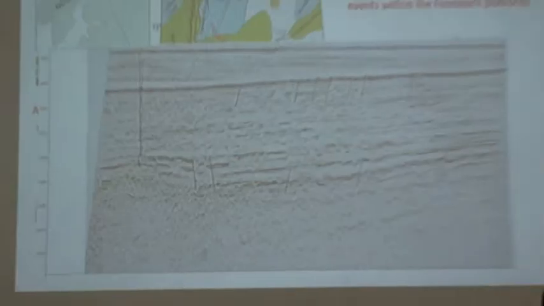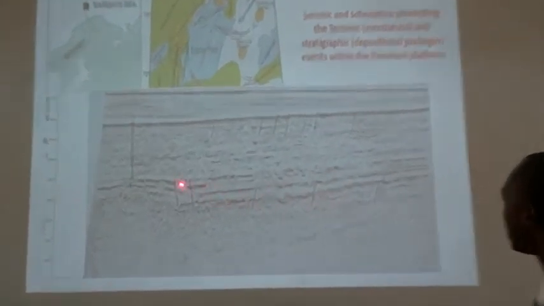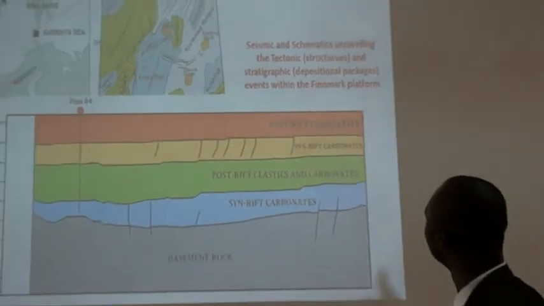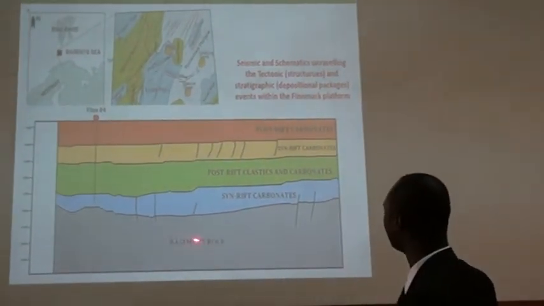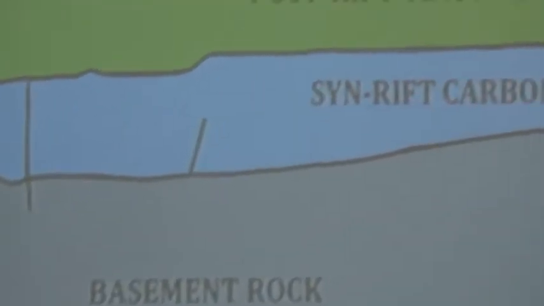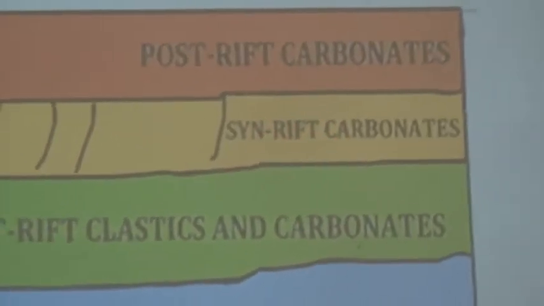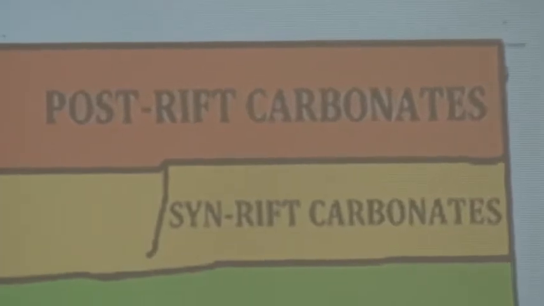Now, these structures are also observed on the seismic section, as you can see within these intervals, as well as these other intervals. Now, as we described previously, we have the basement here, the synrift carbonates, the post-rift clastics and carbonates, the synrift carbonates, as well as the post-rift carbonates.